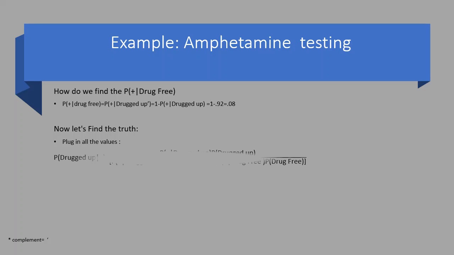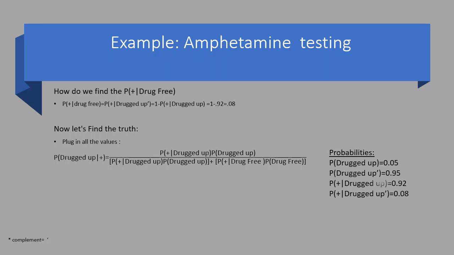So we plug in all the values to the formula that we created. On the right are all the probabilities that we were given and we calculated. So we plug those numbers in, and we get this equation. Once we solve the equation, we find out that the probability that Jesse was under the influence when he took the test was 37.7%, which is very unlikely.